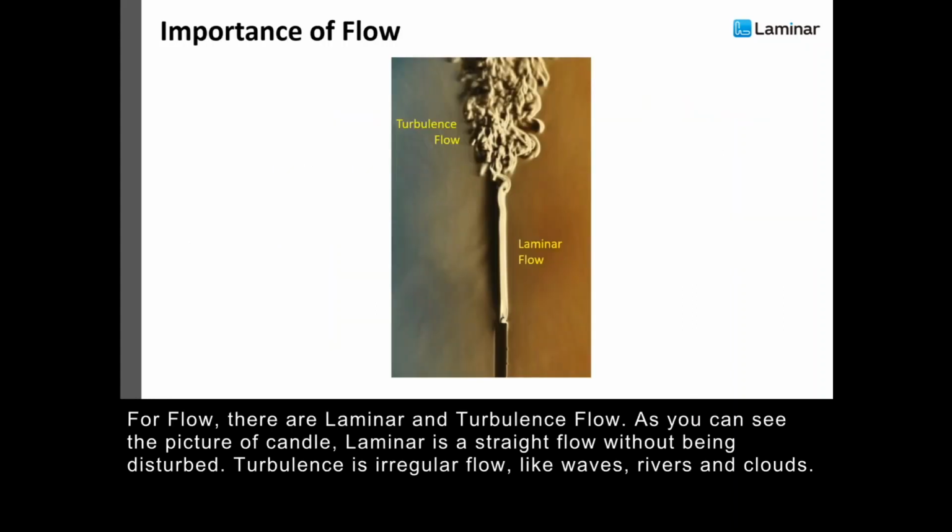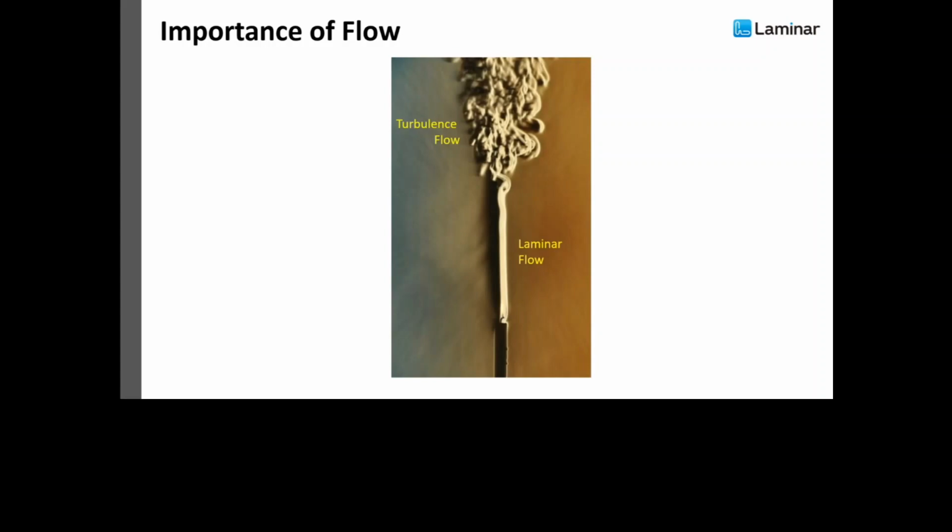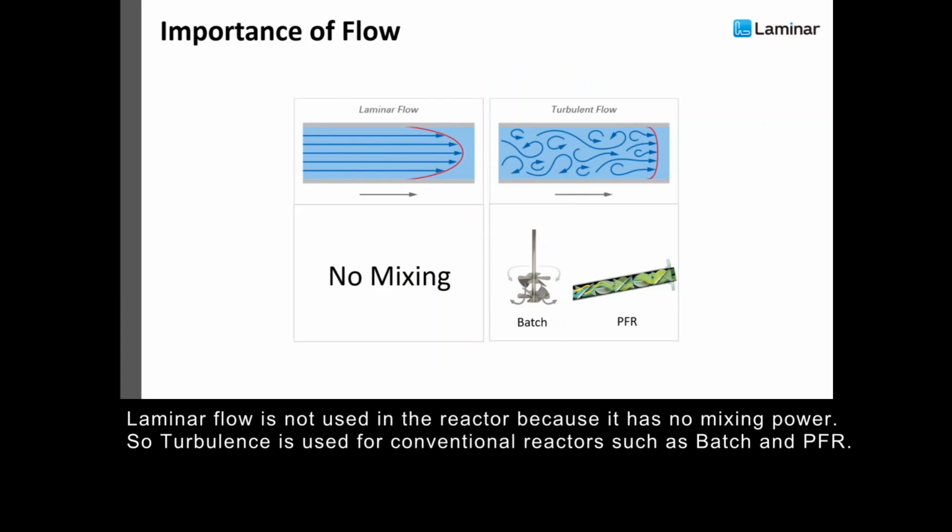For flow, there are laminar and turbulence flow. As you can see the picture of candle, the laminar is straightforward flow without being disturbed. Turbulence is irregular flow like waves, rivers, and clouds. Laminar flow is not used in the reactor because it has no mixing power. So turbulence is used for conventional reactors such as batch and PFR.